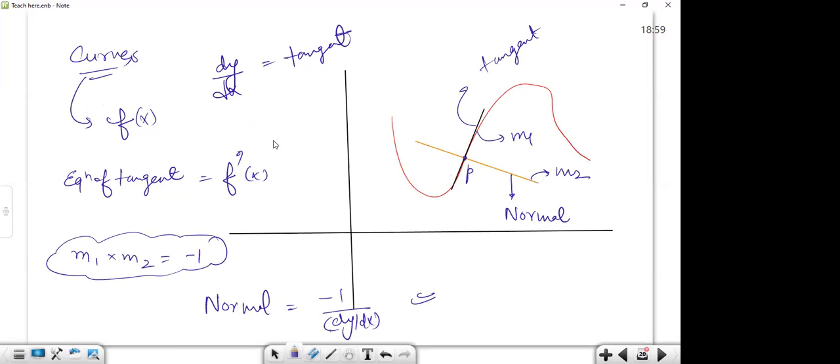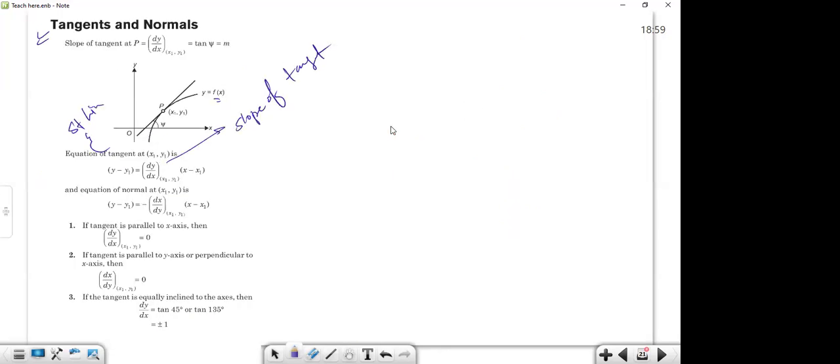Sorry, I wrote equation here; this is the slope of the tangent. This is also the slope of the normal. Here the equation of normal would be just the slope will be changed: -1 by dy by dx, it will become minus of dx by dy.